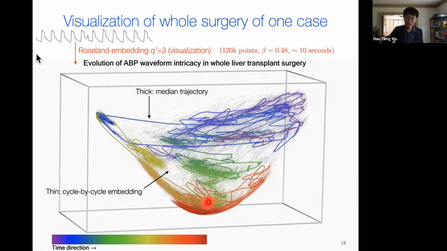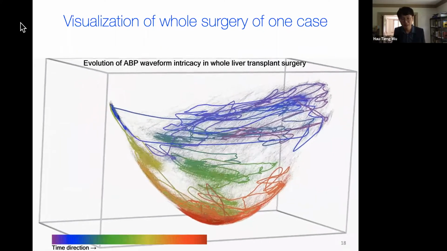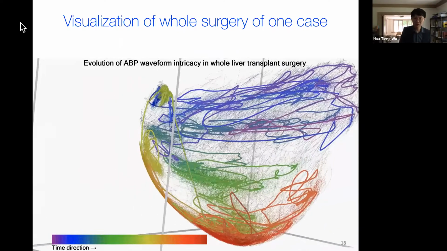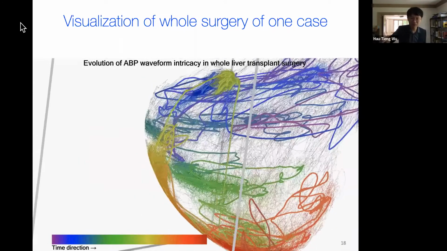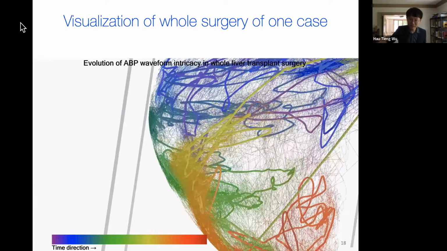In this embedding, you will see there are some teeny tiny, very thin curves. And there is a very thick curve. This thick curve is the median trajectory over, I remember, 30 seconds or 1 minute. Anyways, there's the median trajectory, and you can see the median trajectory describes what happens during the surgery. And if we take a closer look and zoom in, you will see that in some places there is a kind of zigzag pattern.